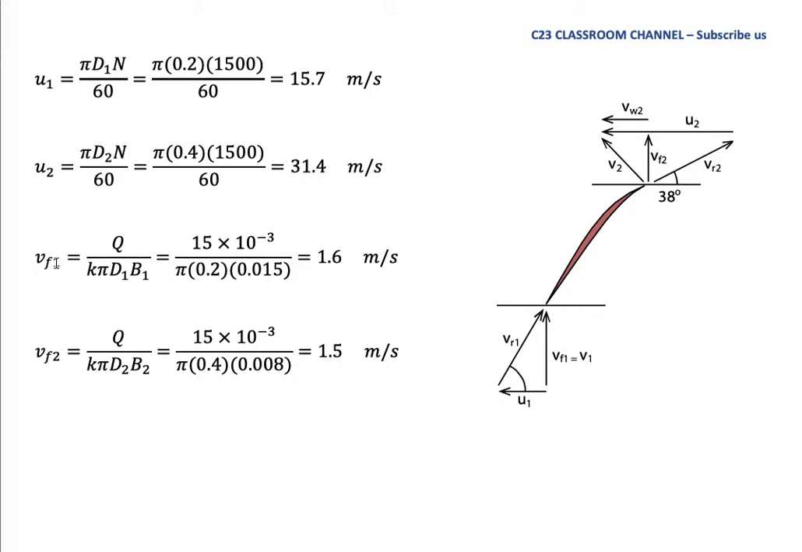We could calculate Vf by using the idea of flow rate divided by the area, and the equation will become Q over pi d B. So for Vf1, we use D1 and B1. We substitute all the values, so we get 1.6 meter per second. And for Vf2, we do the same thing. So we get Vf2 is equal to 1.5 meter per second.